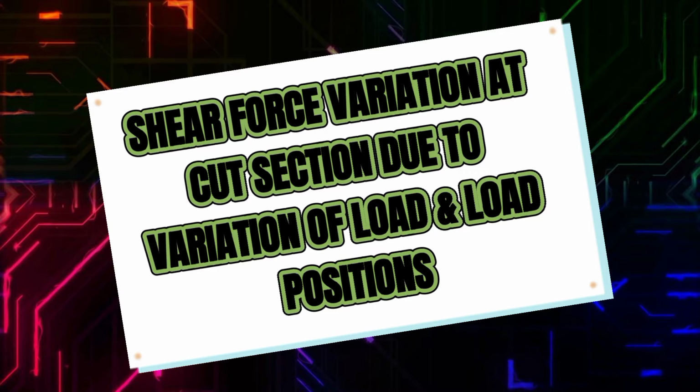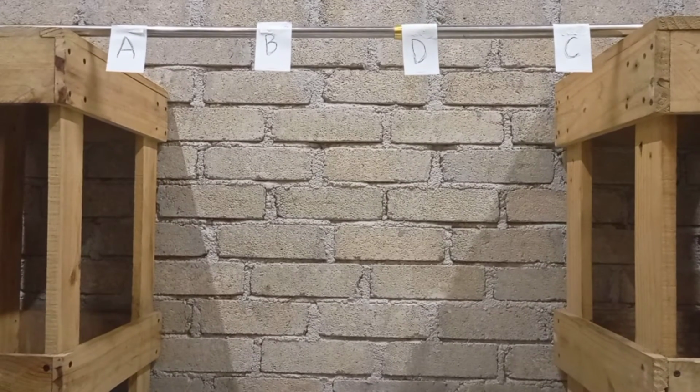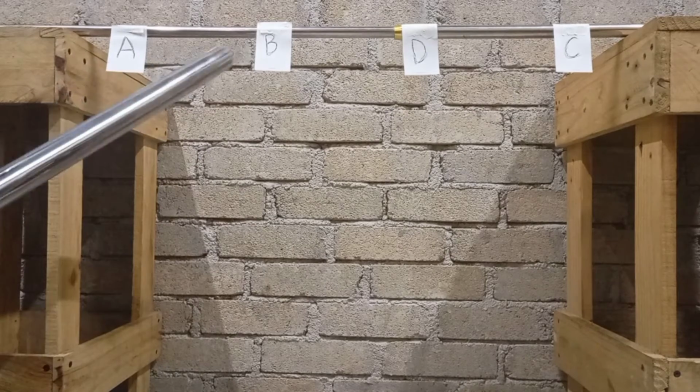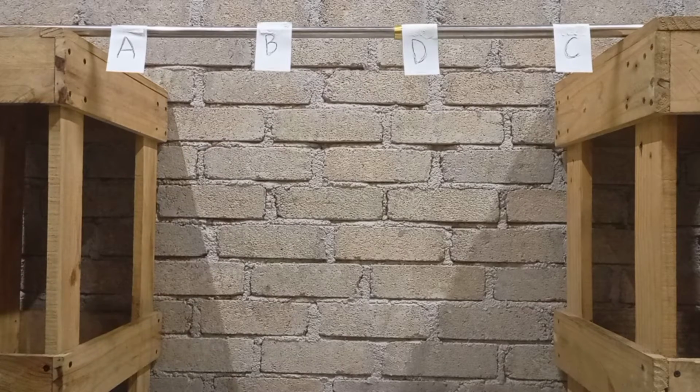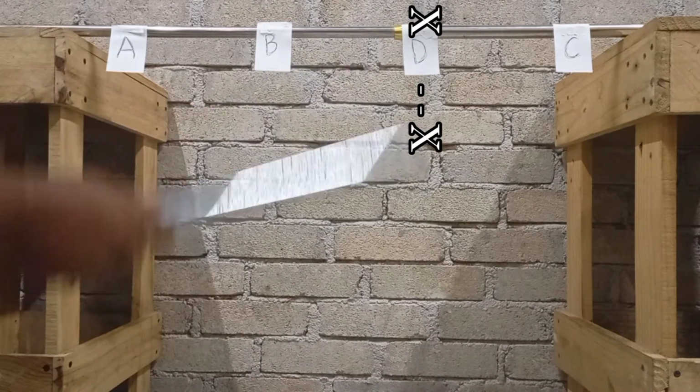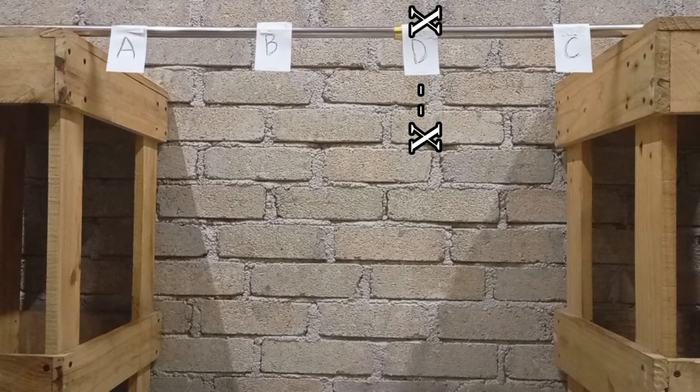For this experiment, we need to conduct shear force variation at the cut section due to variation of load and load position. The apparatus to measure shear force is shown. This is point A, B, C, and D. This is the cut section SX where the shear force is measured.